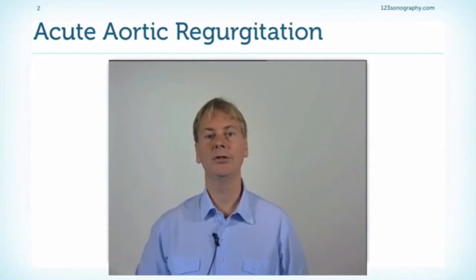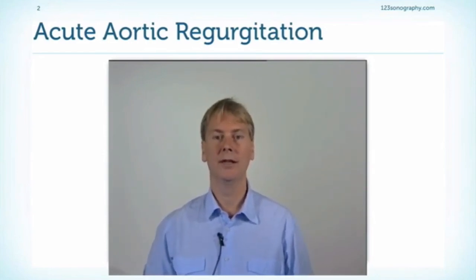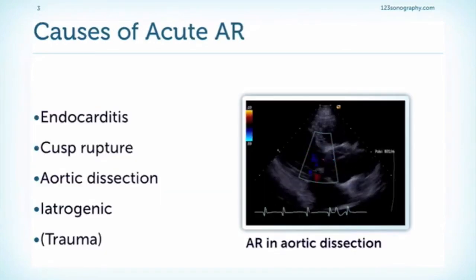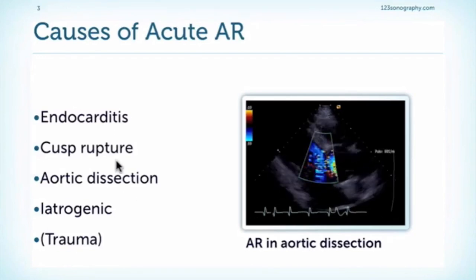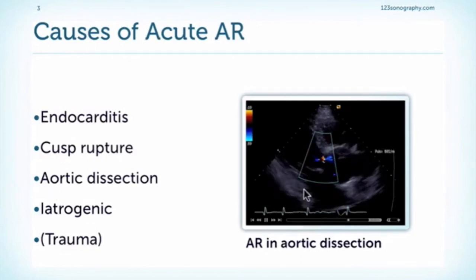We don't see acute aortic regurgitation very often, but nevertheless it's a medical emergency, so it's very important that you recognize it when it's there. Probably the most common cause of acute aortic regurgitation is endocarditis. Another reason is cusp rupture, which can be caused by endocarditis again, and aortic dissection.